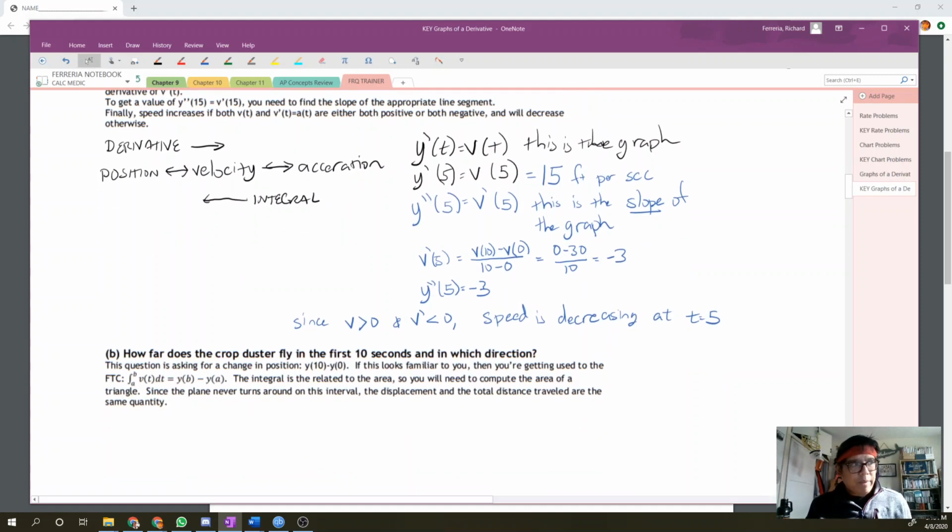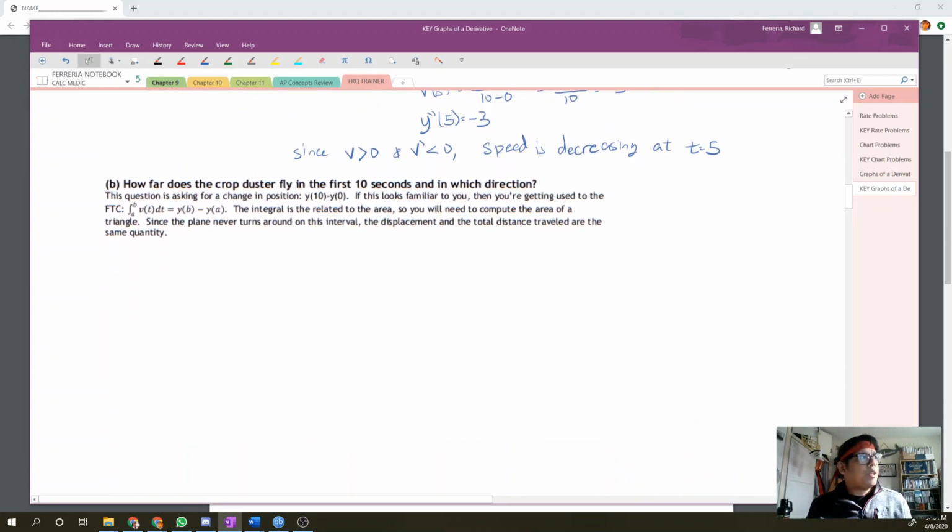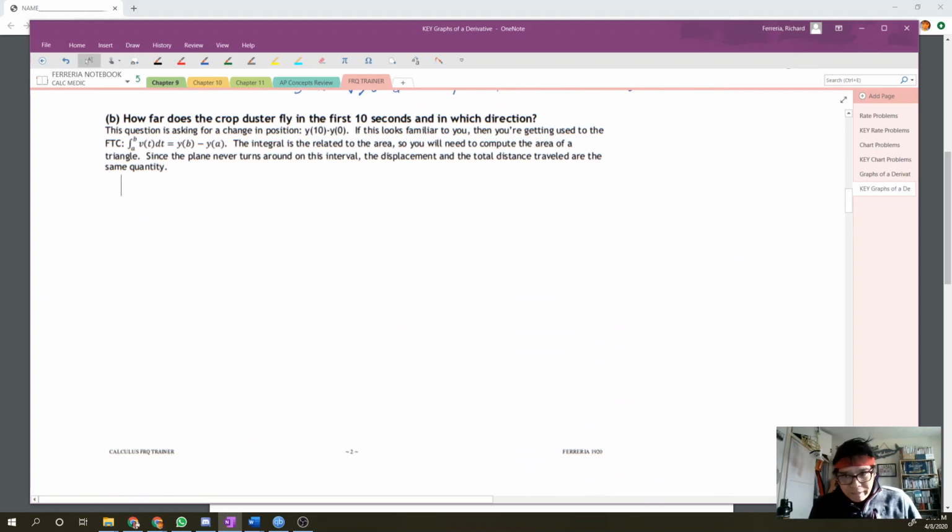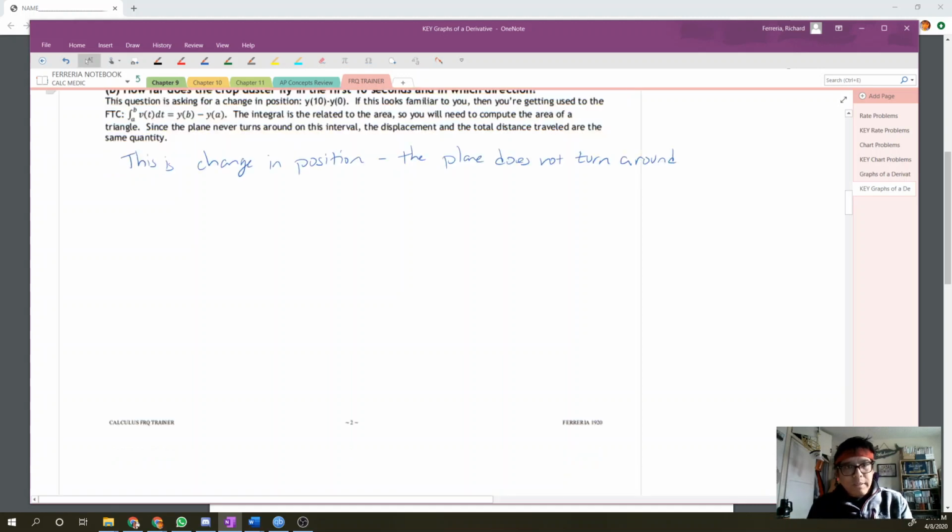Moving on to letter B: how far does a crop duster fly in that first 10 seconds, and in what direction? For this problem, what you're really looking at is a change in position. Since a crop duster doesn't turn around, there is no distinction to be made between change in position and total distance traveled.